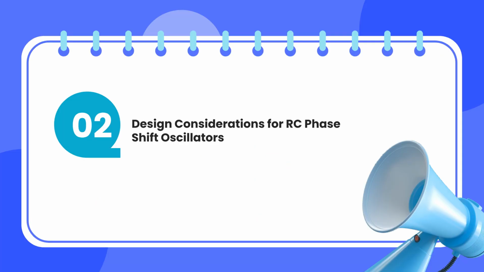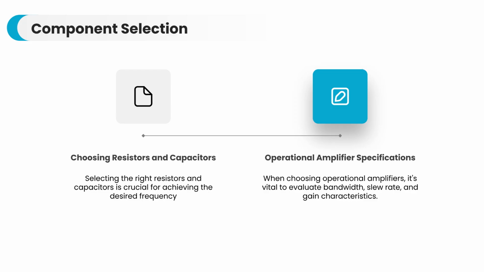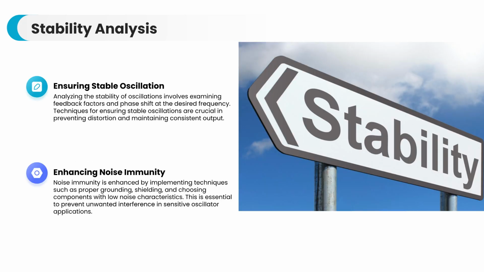Next, let's look at the design considerations for RC phase shift oscillators. Component selection involves choosing the right resistors and capacitors for the desired frequency, and evaluating the operational amplifier's bandwidth, slew rate, and gain. Stability analysis is key. We must ensure stable oscillation by examining feedback and phase shift, and enhance noise immunity through proper grounding and shielding.